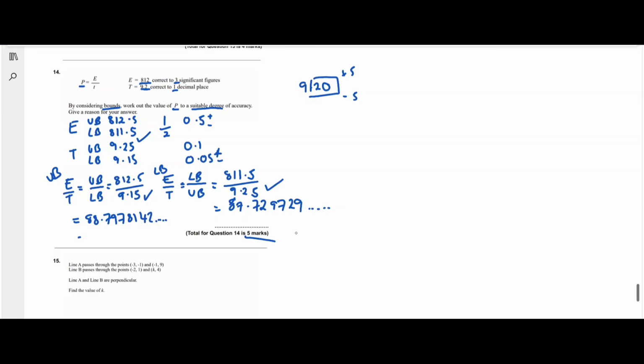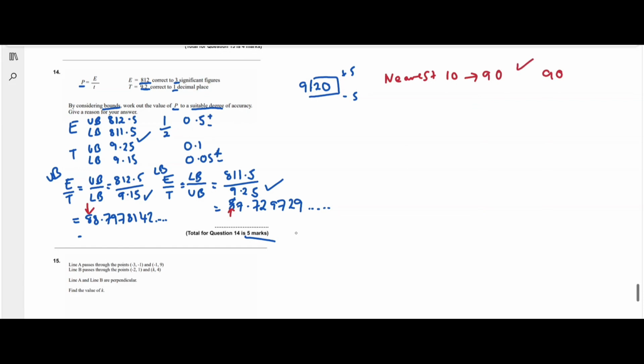Okay. So now, because it said round to a suitable degree of accuracy, I want to round it to as far along as I can where both give me the same answer. So I'd always start here. Let's start with the tens column. If I rounded those to the nearest 10, what would they round to? They would both round to 90. Both numbers would both round to 90. So we could use that.